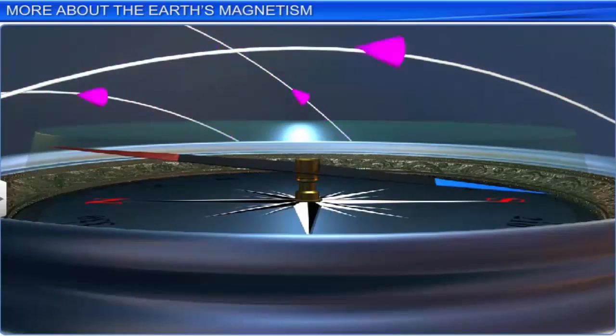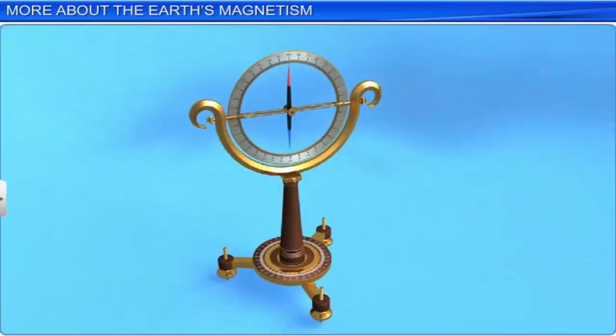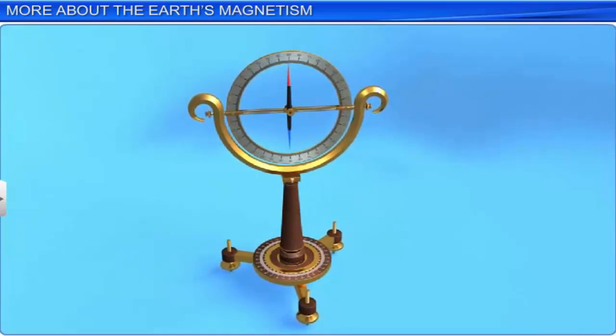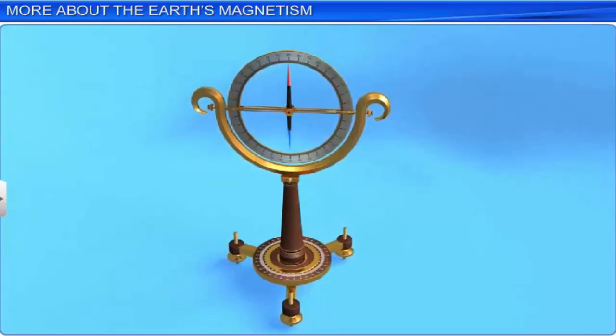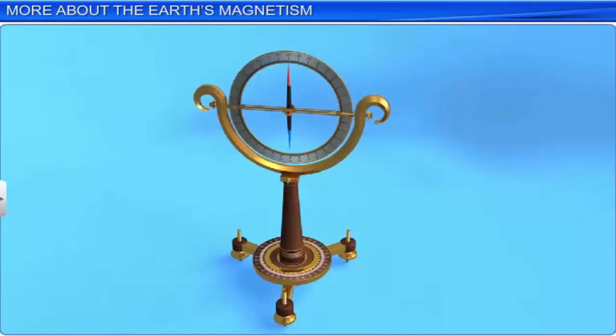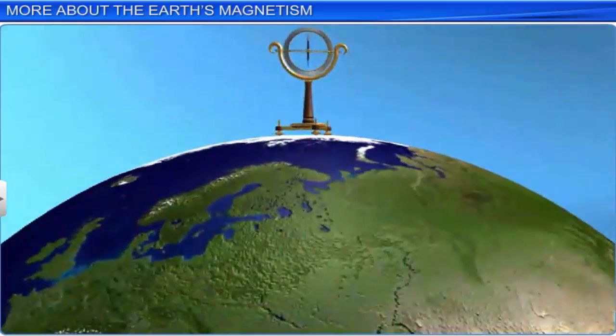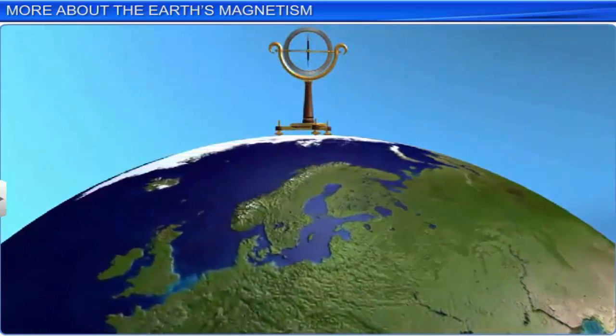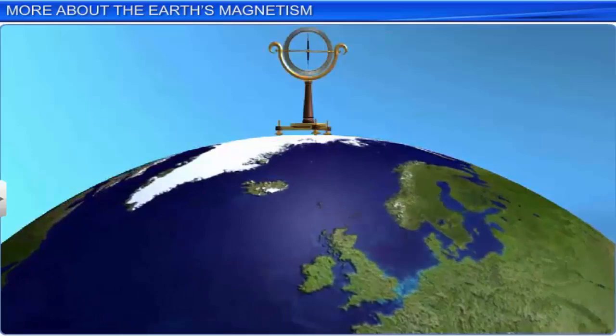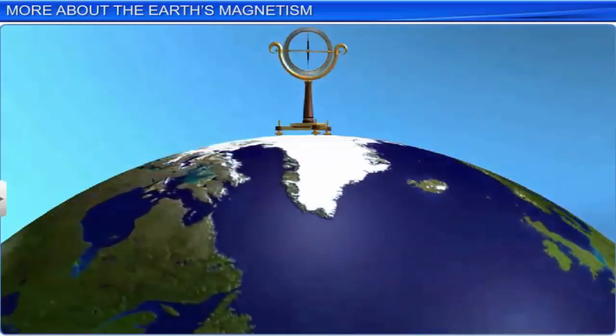In such cases, a dip circle is useful. Dip circle is basically a magnetic needle pivoted in such a manner that it is free to move in a vertical plane. We can thus measure the angle made by the magnetic field with the horizontal plane. In the case of poles, this needle points downward, and as it approaches the equator, the needle aligns in the horizontal direction.